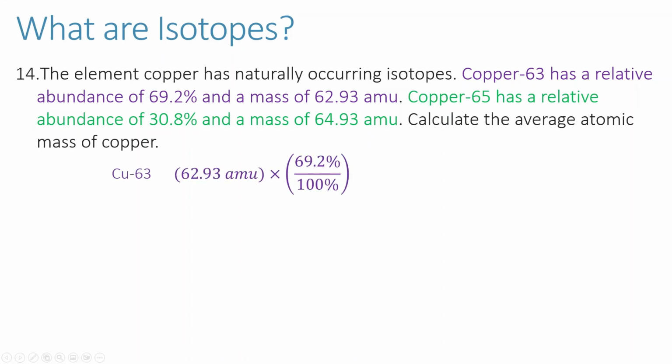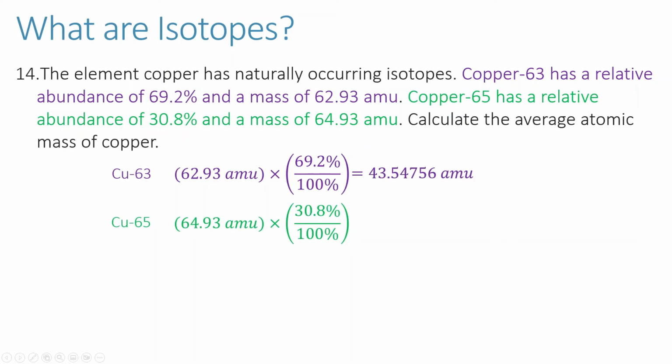So for copper 63, I'm going to multiply the mass of the isotope times the percent abundance over 100. And then I'm going to do the exact same calculation, but with my values for copper 65. So now I need to take these 2 numbers and add them together to get my final answer. And we can check this matches what we see on the periodic table, so we know that we did this right.